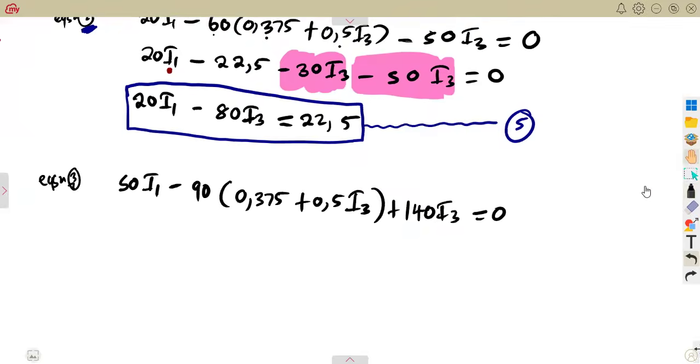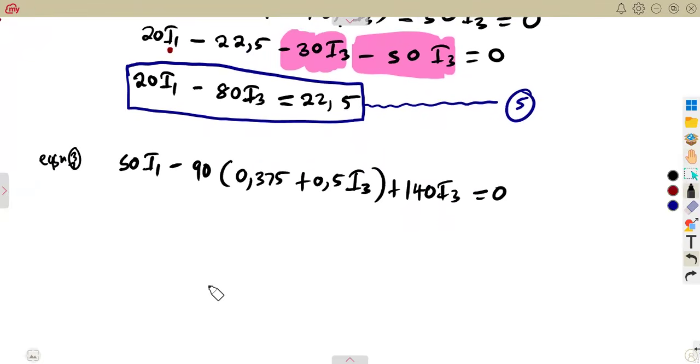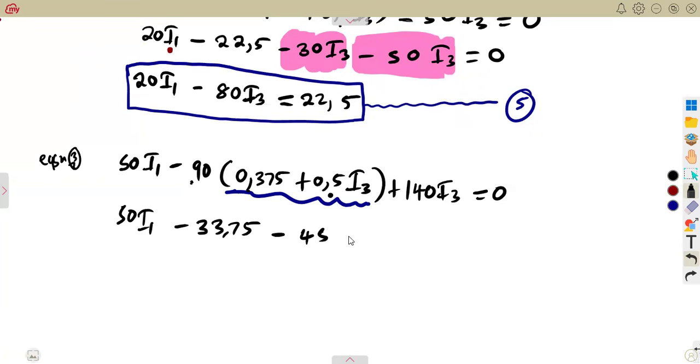All right, so this is what we have. Simplifying this, we're going to obtain 50i1. We have to distribute by negative 90 the bracket. So negative 90 times 0.375 is going to be negative 33.75. Negative 90 times positive 0.5 is going to be negative 45 I3, plus 140 I3 is equal to 0.